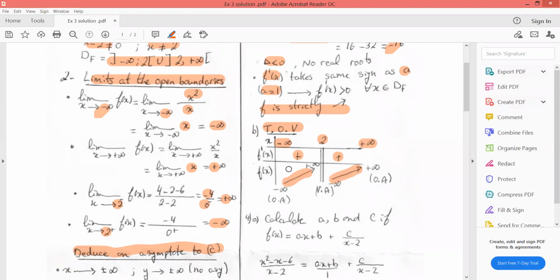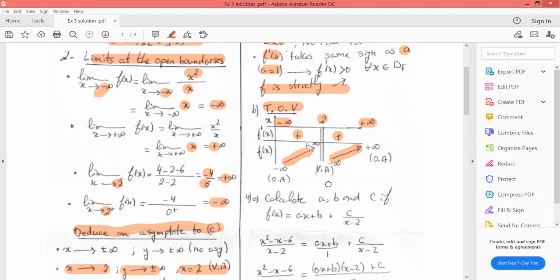So f is increasing, and at minus infinity, here we get minus infinity. We have an oblique asymptote, we will see it in a moment. At plus infinity, we put here plus infinity. As x tends to 2 minus, to the left of 2, we get plus infinity. And as x tends to 2 plus, we get minus infinity. Any questions?